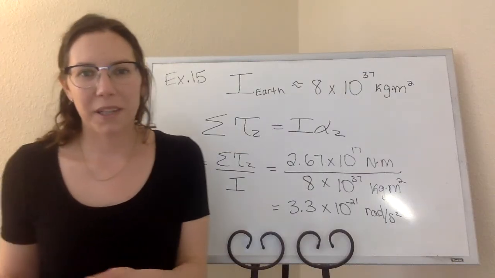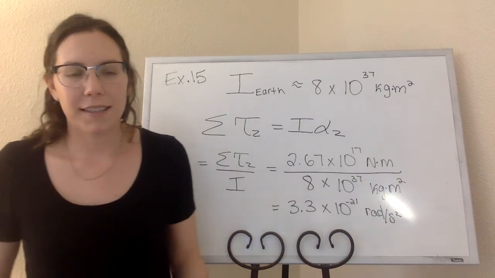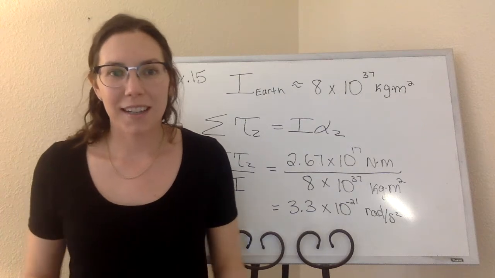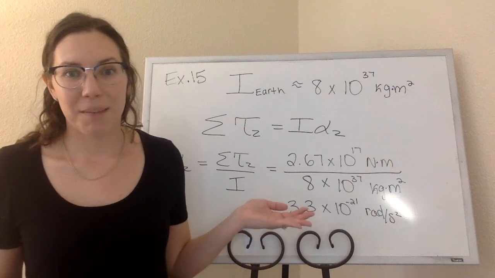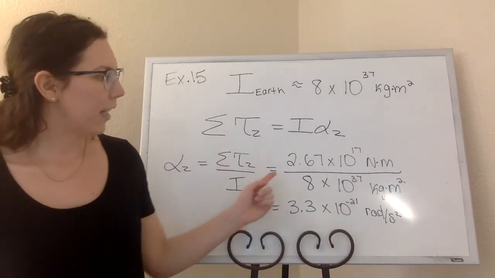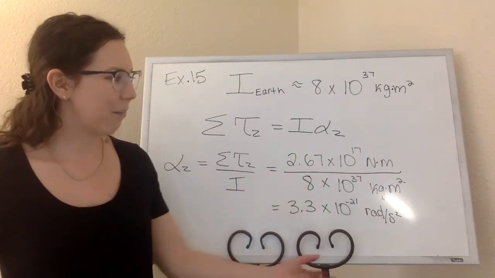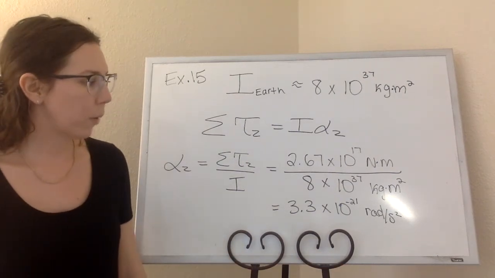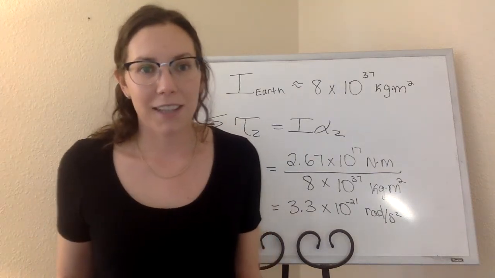Okay, if you remember previously, I did say that the accepted moment of inertia for the Earth is 8 times 10 to the 37 kilograms meters squared. That's really all we need, and then we can use just the simple relationship that the net torque equals I times the angular acceleration. So we solve for alpha, net torque over I, so 2.67 times 10 to the 17 Newton meters over 8 times 10 to the 37 kilograms meters squared, which gives 3.3 times 10 to the negative 21 radians per second squared. You can look this up actually, it's fairly accurate.